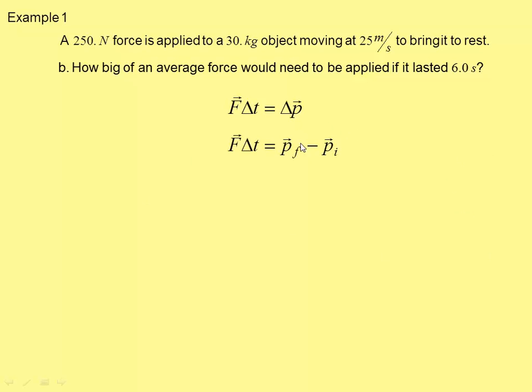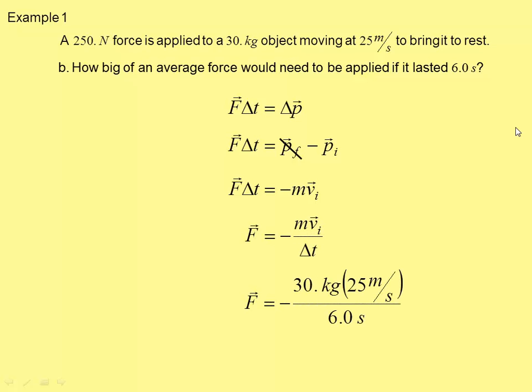Same process, change in momentum is final minus initial. Since it's coming to rest, the final momentum is 0. The initial momentum is mass times initial velocity. Solve for the force. Plug in the numbers, and look what we get. 125 newtons, negative, because you have to push against the velocity. Notice we get half the force. But we had twice the time. You see how that proportionally works?